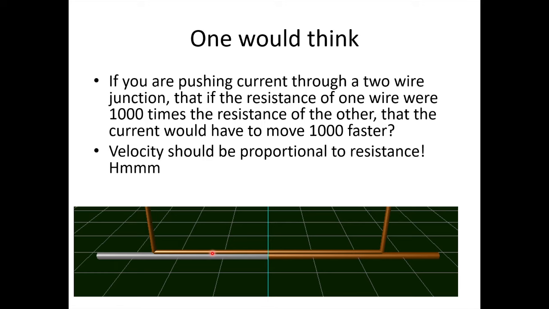Now, you would think that if you're pushing current through a two-wire junction, and the resistance of one wire is 100 times the resistance of the other wire, that the current would have to move 100 times faster. That number should be 100. Velocity should be proportional to resistance, or velocity should have something to do with resistance. And then I scratch my head and I go, let's take a look at this.